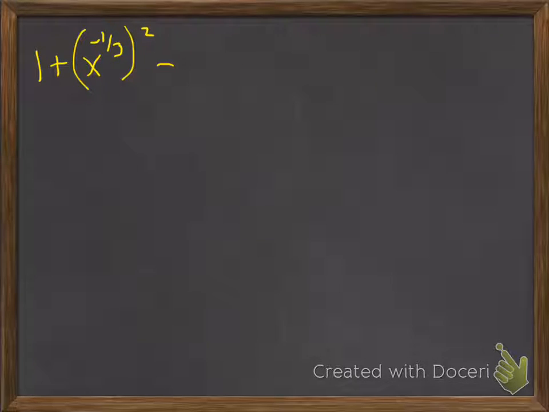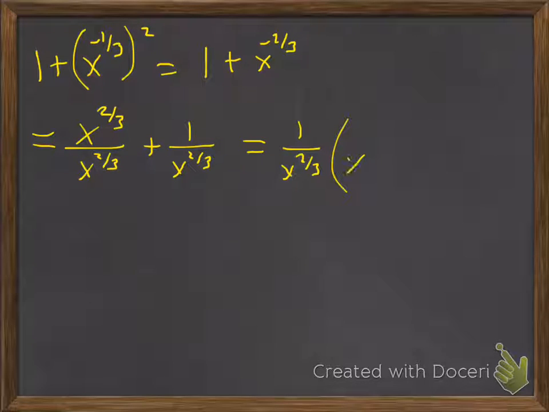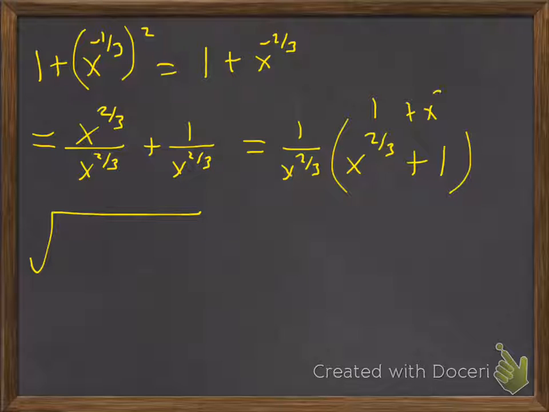And that's what we're going to end up doing here, a u sub. So this will become 1 + x^(-2/3), and the common denominator is x^(2/3). So we're going to do that, and then factor out 1 over x^(2/3), and what we've got left is x^(2/3) + 1. I did change the order. The order doesn't matter, so it could have been this.